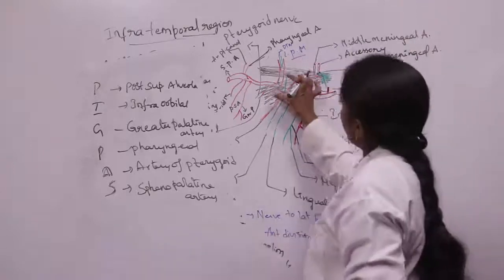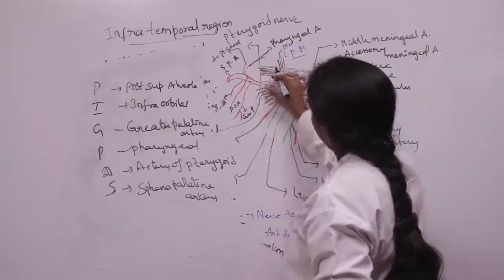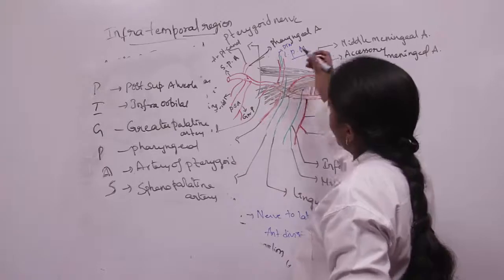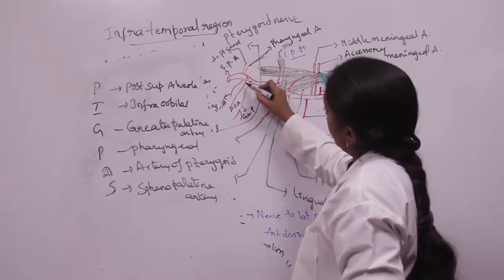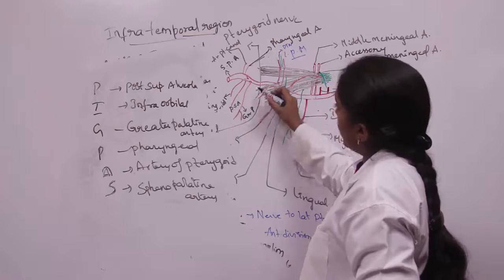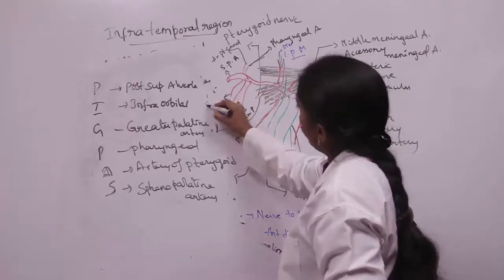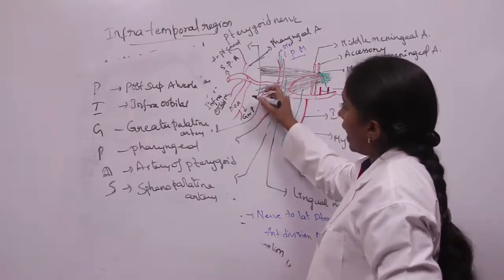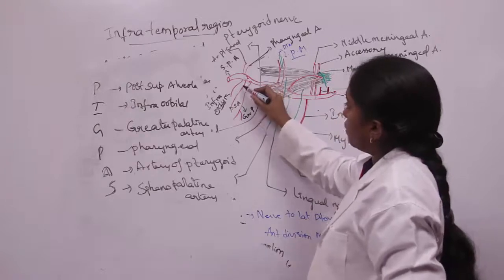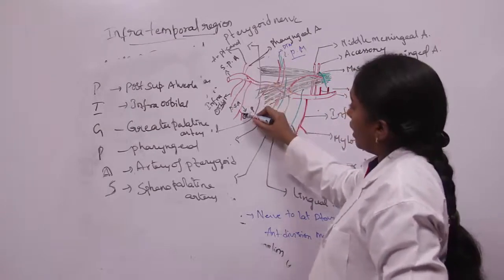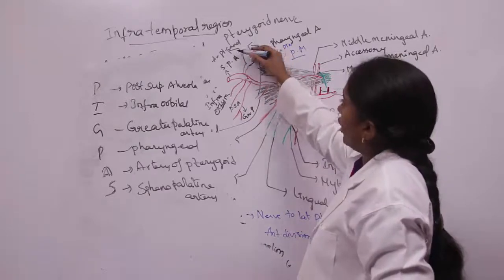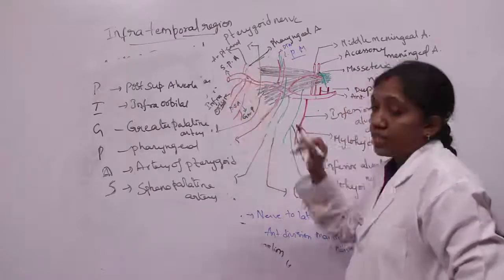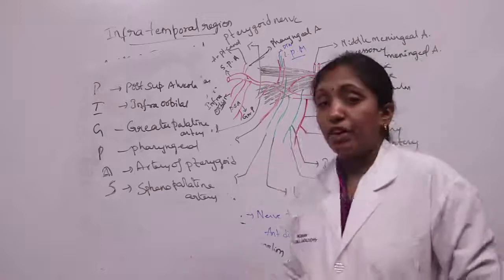We can see the branches here. So this is the third part of maxillary artery, which emerges in between the 2 heads of the lateral pterygoid muscle. We have posterior superior alveolar artery here, and infraorbital artery here. And next is the greater palatine artery here. And we have artery of pterygoid canal here, pharyngeal artery here, and spheno-palatine artery here. These are the 6 branches from the third part of maxillary artery.